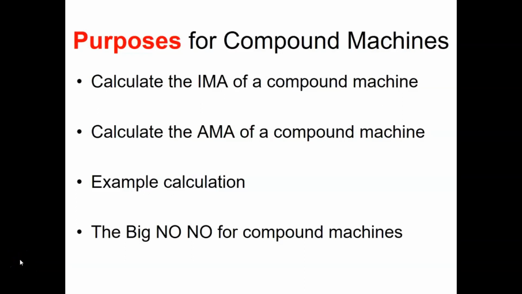All right, you've made it all the way to compound machines. So the four big things in our video are: number one, learn how to calculate the IMA of a compound machine from all of the little individual simple machines. Two, you're going to know how to calculate the AMA of a compound machine. Three, you're going to have some special example calculations that you can use as a little template. And last but not least, the big no-no for compound machines, something that we never, ever do.